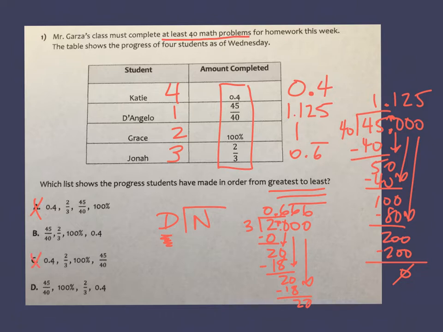Well, after 45/40, the next greatest number would be 100% by Grace. So that means it's not B. Our answer must be D. In order from greatest to least, 45/40, 100%, 2/3, and 4/10.